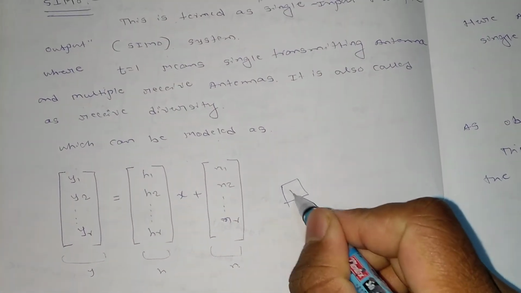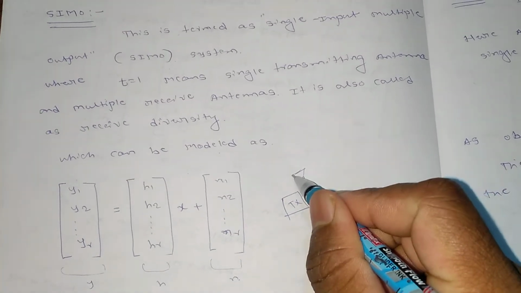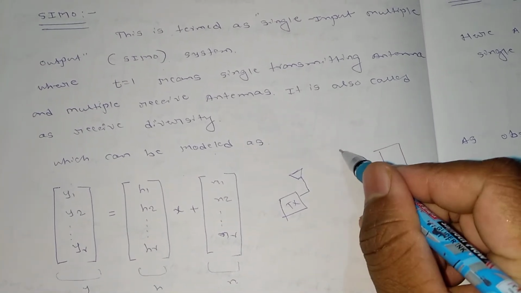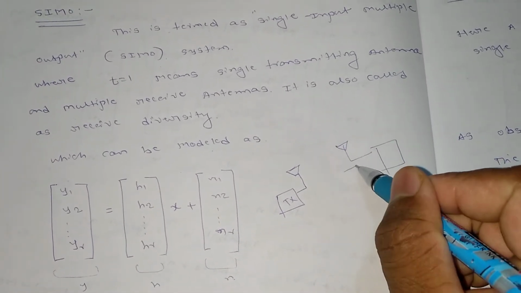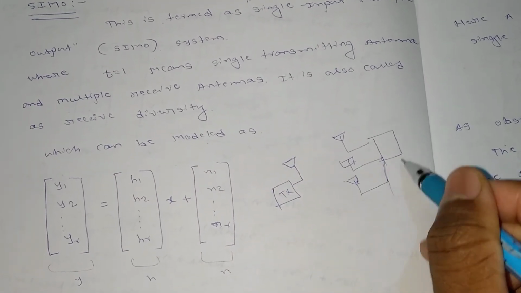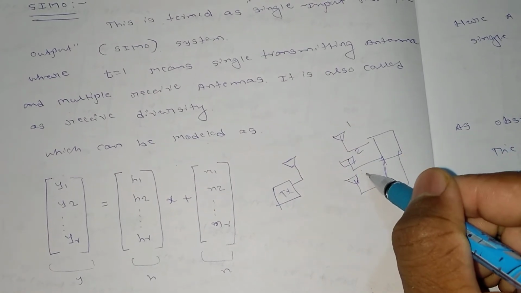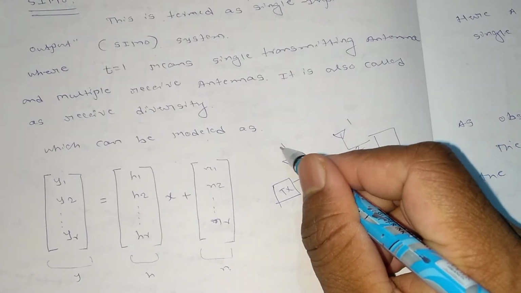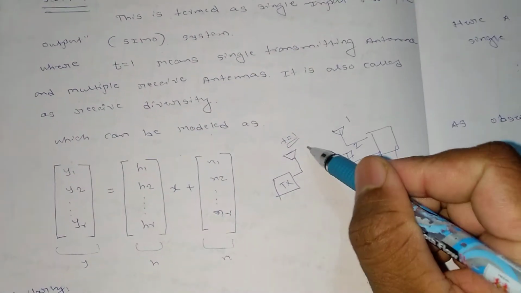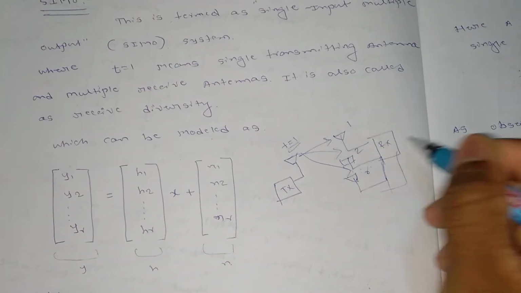So if this is the transmitter side, let us say TX, then I will be having a single transmitter like this, and at the receiver I will be having multiple receivers. So I will be having multiple antennas, like antenna 1, antenna 2, up to R antennas. Only one transmitting antenna will be there, and it will be transmitting to all the receiving antennas. So this is the receiver side.